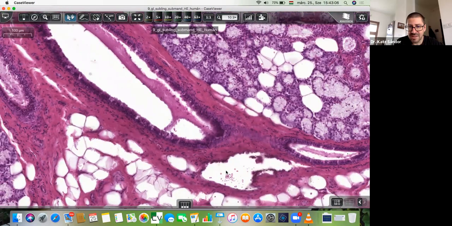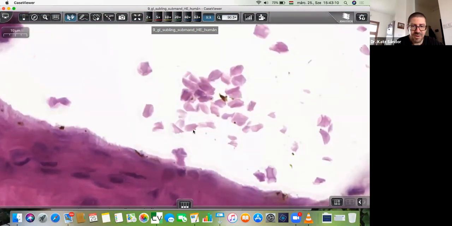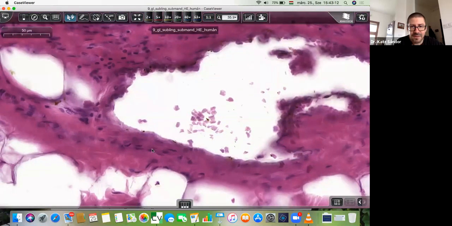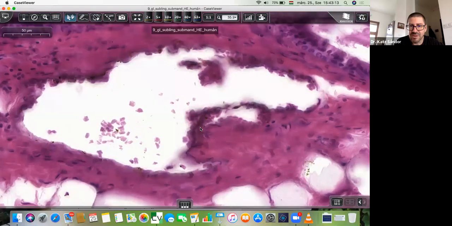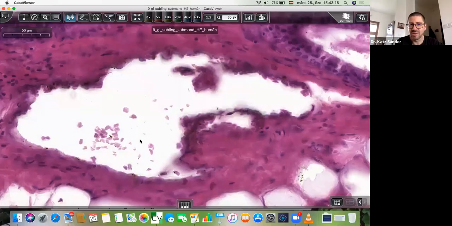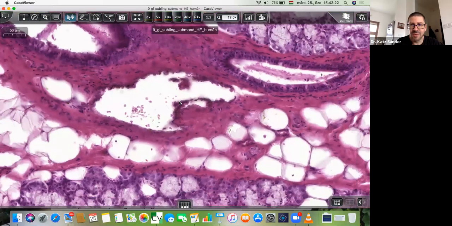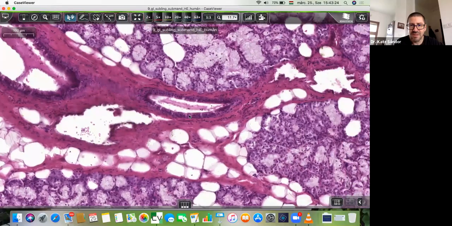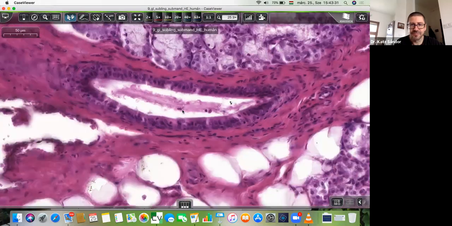But looking at this, here we have some red blood cells, but here we have endothelial cells in the exact section. So this is a vessel. Okay, so always check the lining epithelium. It's quite obvious. Here we have stratified columnar epithelium. This is a duct. Okay.